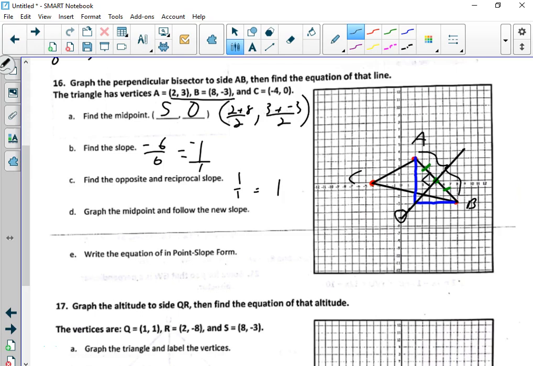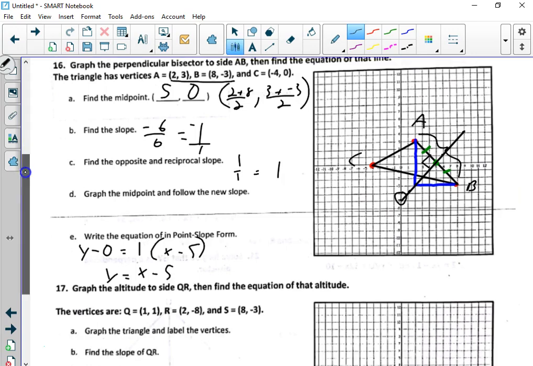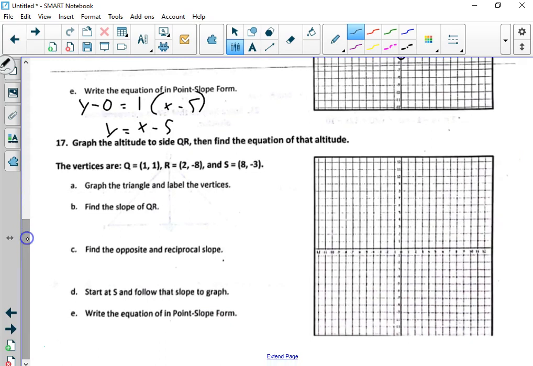So we're going to do y minus 0, because it goes through 5, 0, equals the slope of 1, x minus 5, which you can see is the same as the slope-intercept form right there. Remember, if you need to hit pause or go back, please do so.